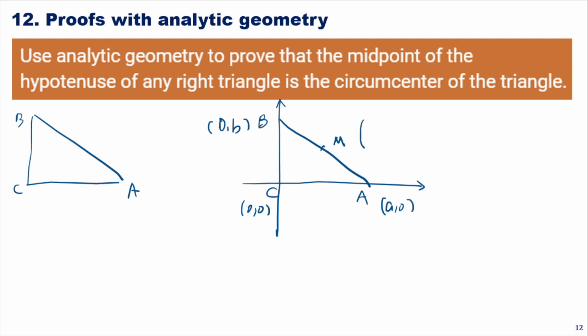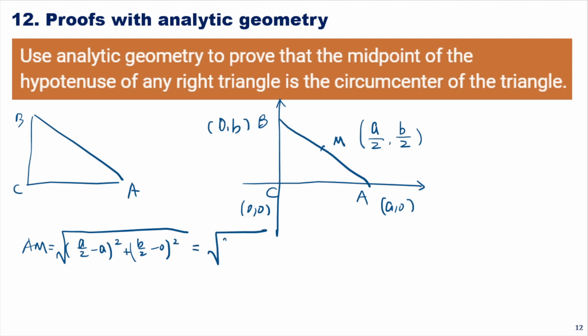So we have the coordinates of M as (a/2, b/2), right? To show M is the circumcenter of triangle ABC, we must show that M is equidistant from all three vertices. And this is a job for the distance formula. We could find the distance between A and M. AM equals the square root of (a/2 minus a) squared plus (b/2 minus 0) squared, and this gives us the square root of (a squared plus b squared) over 4.